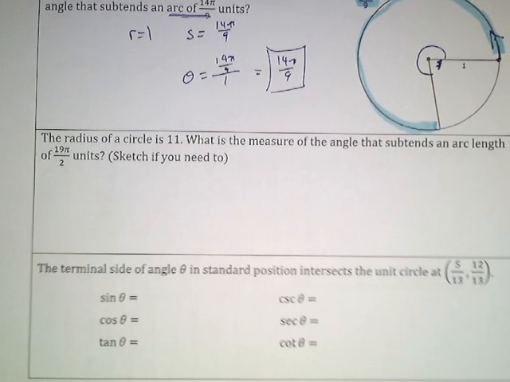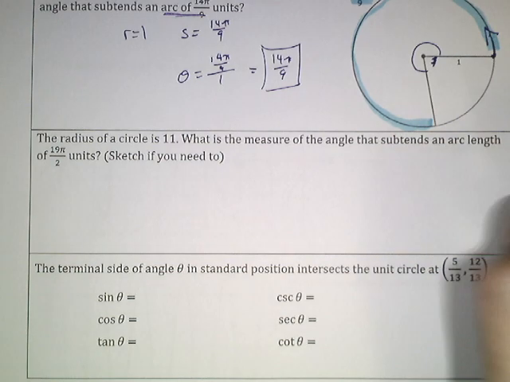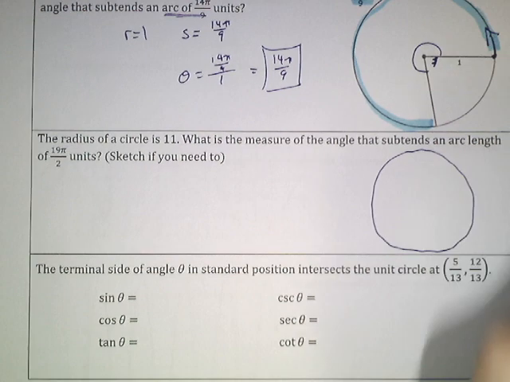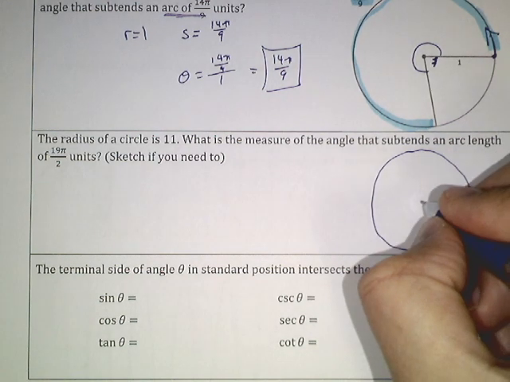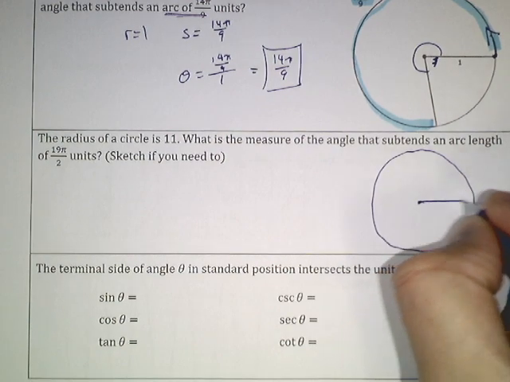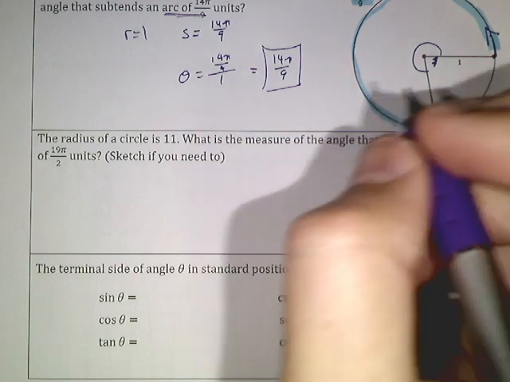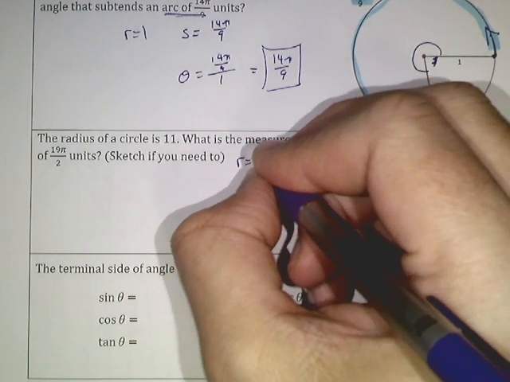Right here, the radius of a circle is 11. So I don't give you a circle this time. Sketch your own. When you're in doubt, just start sketching. Sketch it and you can visualize stuff so much easier. And it has a radius of 11. So R is equal to 11.